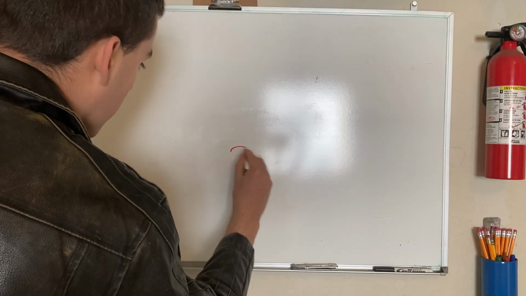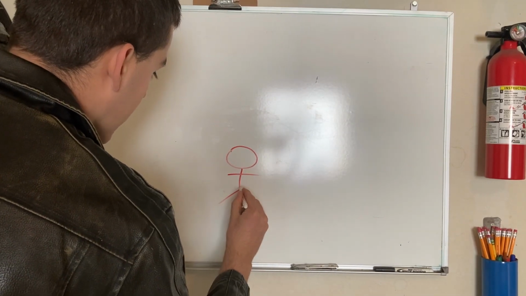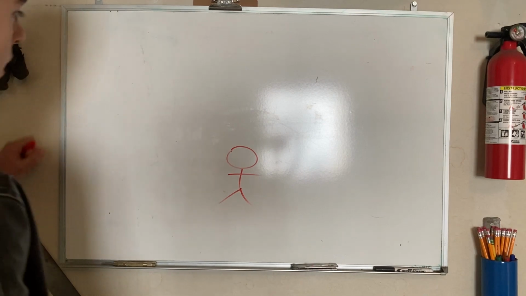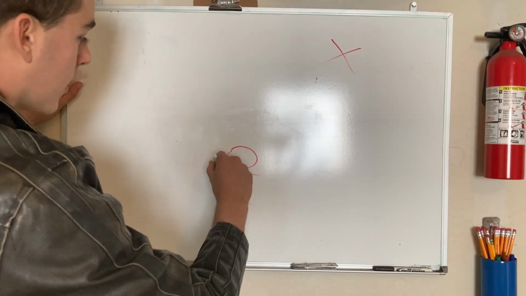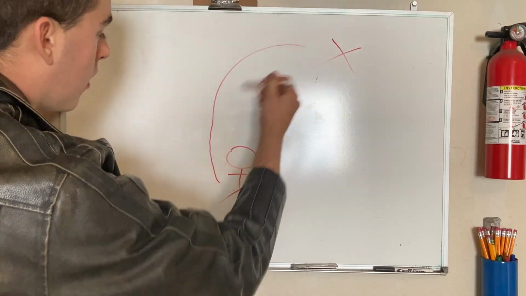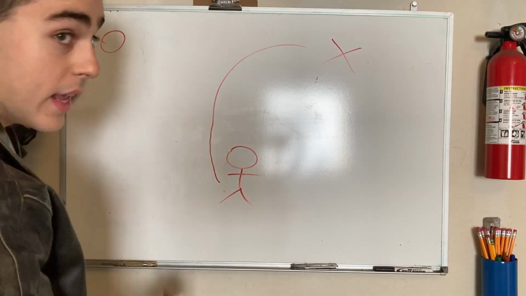Say this is you. Average Joe. Or Jane, I don't care your preference. And you need to go up here. So you're gonna take this path. Now, what happens if the enemy's over here and you don't see him?